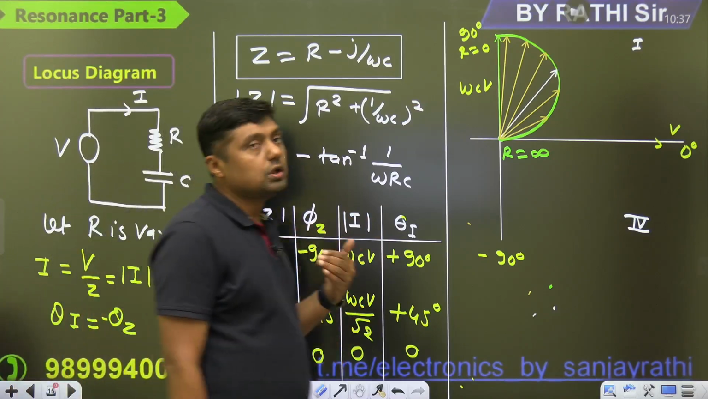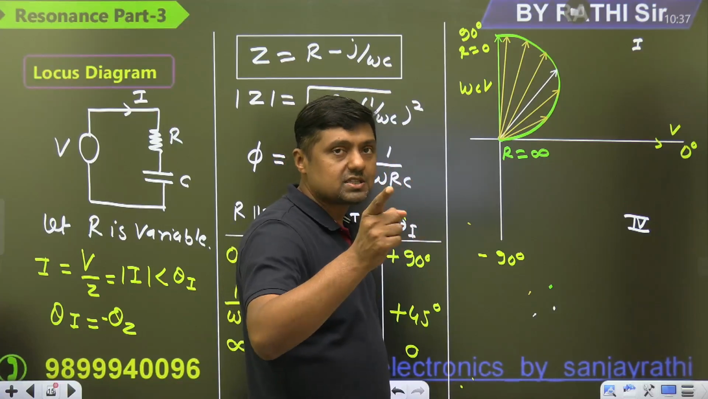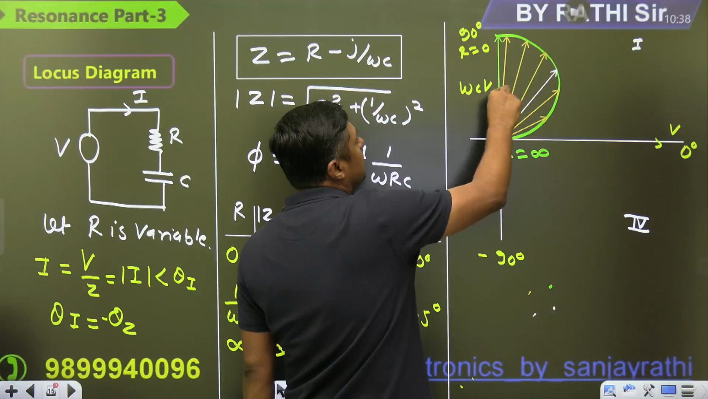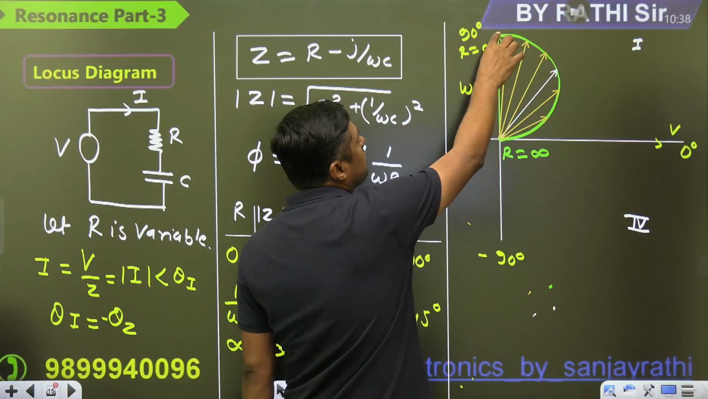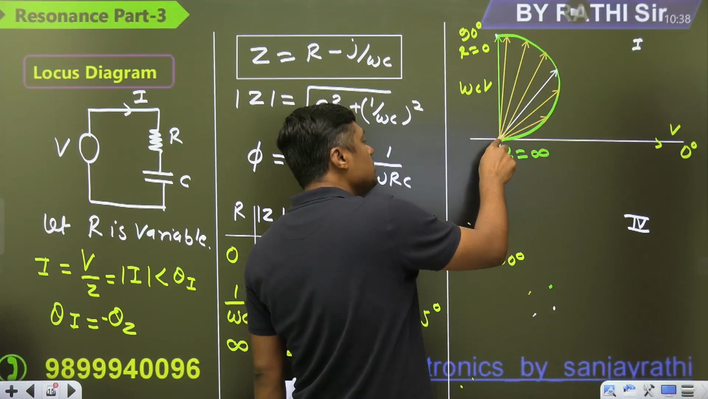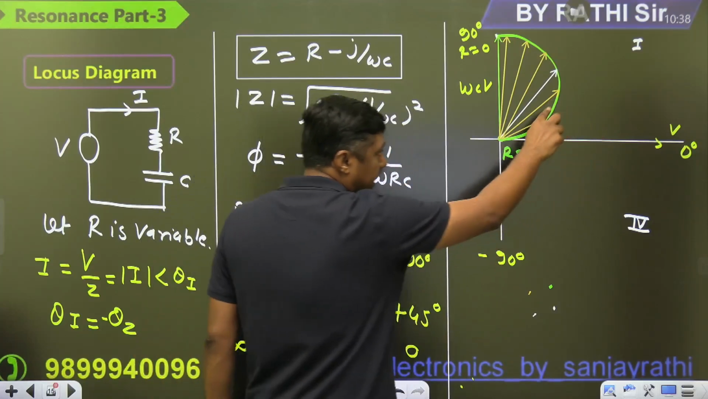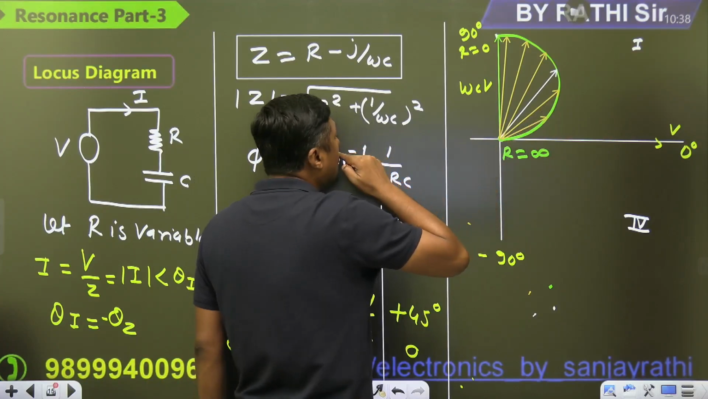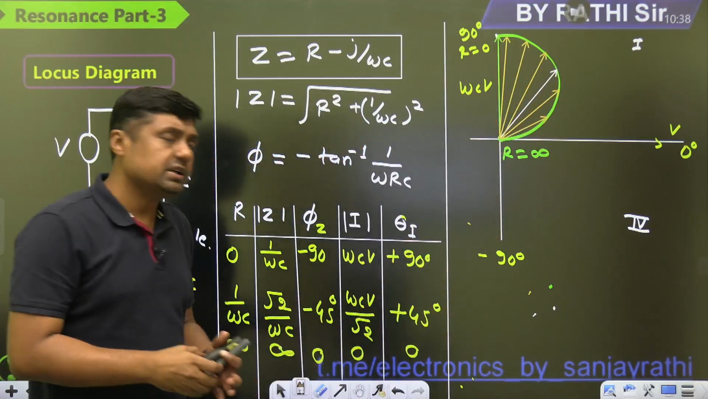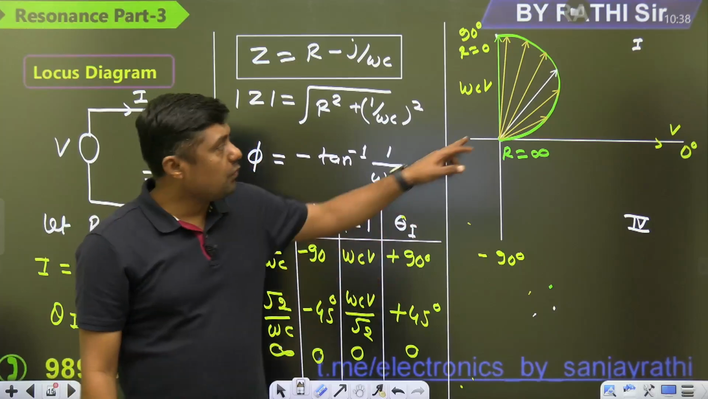So you have to draw the locus diagram for 3 values. Or remember, you can draw for the 2 values and there is a semicircle. When R is 0, what is the magnitude of the current? Omega CV, and what is the angle? 90 degree. So first of all, plot this point. And second point, when R is infinity, what is the current? 0, and what is the angle? 0 degree. So it will make a tangent with 0 degree. So that's it. Now draw a semicircle in the first quadrant. Why? Because in the first quadrant angle will vary from 0 to 90 degree. This is a semicircle.